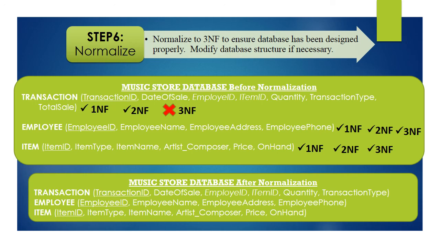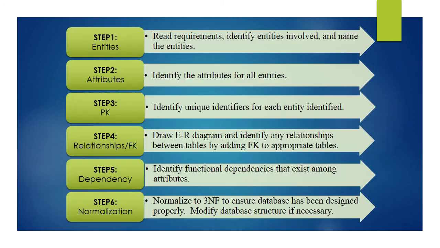Now that we have our final tables, let's review the 6 steps. Step 1, entities. Step 2, attributes. Step 3, primary keys. Step 4, relationships and foreign keys. Step 5, dependency. And step 6, normalization. It seems like a long process, but most steps go pretty quickly the more practice you have. Now try the comprehensive examples assignment on your own.